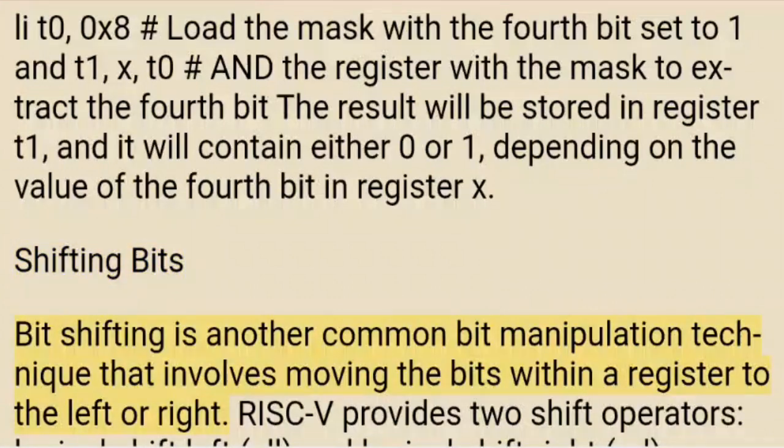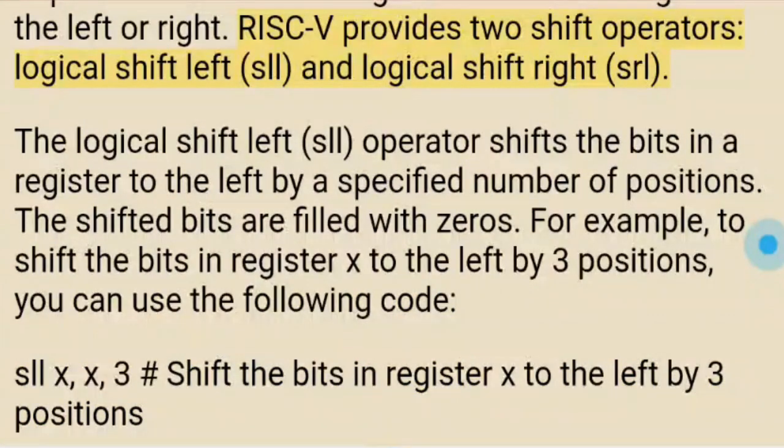Shifting bits. Bit shifting is another common bit manipulation technique that involves moving the bits within a register to the left or right. RISC-V provides two shift operators, logical shift left (SLL) and logical shift right (SRL). The logical shift left operator shifts the bits in a register to the left by a specified number of positions. The shifted bits are filled with zeros. For example, to shift the bits in register X to the left by 3 positions, you can use the following code. SLL X, X, 3 # shift the bits in register X to the left by 3 positions.